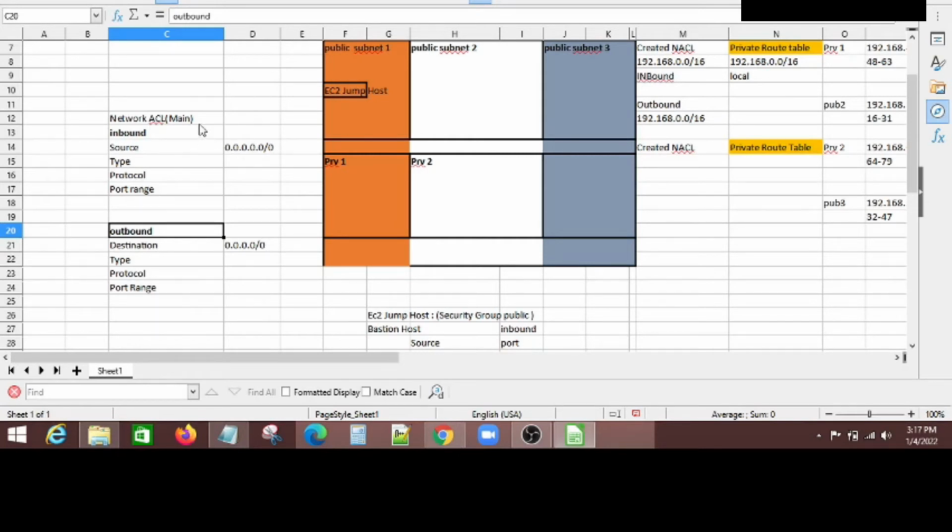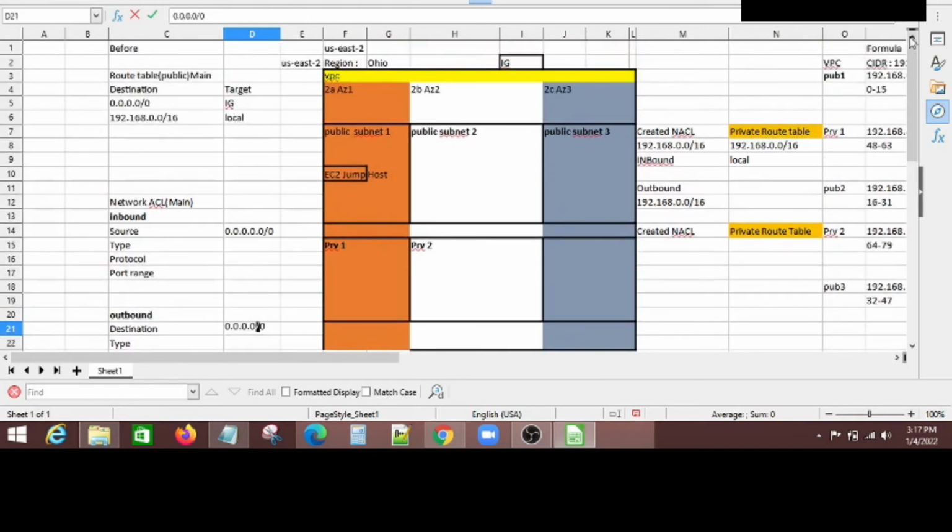For the main network ACL, we are allowing from any source, and we are allowing to anywhere. This network ACL and the main route table were assigned to public subnet 1, public subnet 2, and public subnet 3. As simple as that. That was the main thing in the default VPC.